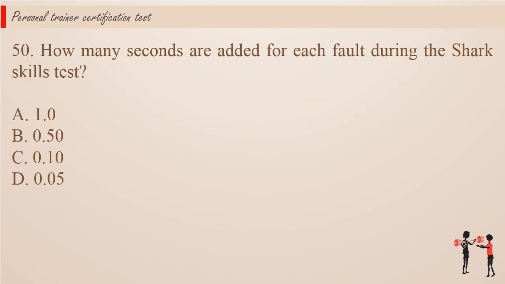Question 50. How many seconds are added for each fault during the Shark skills test? A. 1.0. B. 0.50. C. 0.10. D. 0.05.